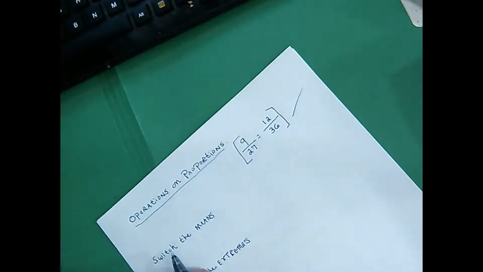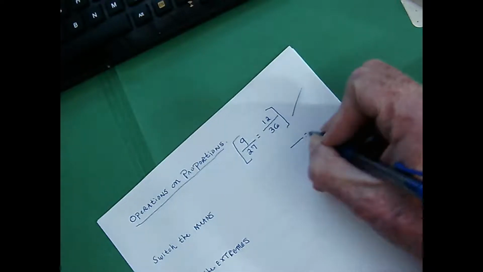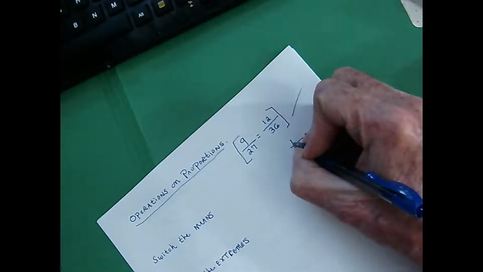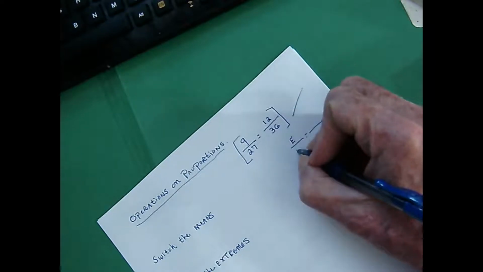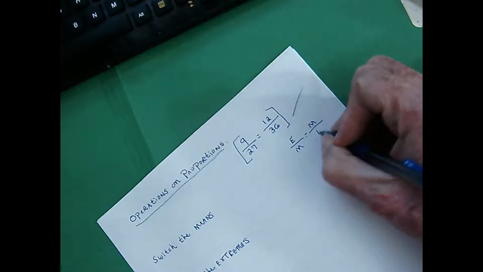And the first thing it asks me to do is switch the means. And what you want to remember is, in every proportion, there are these 4 positions. First position is an extreme, second position is a mean, third position is a mean, and the fourth position is an extreme.